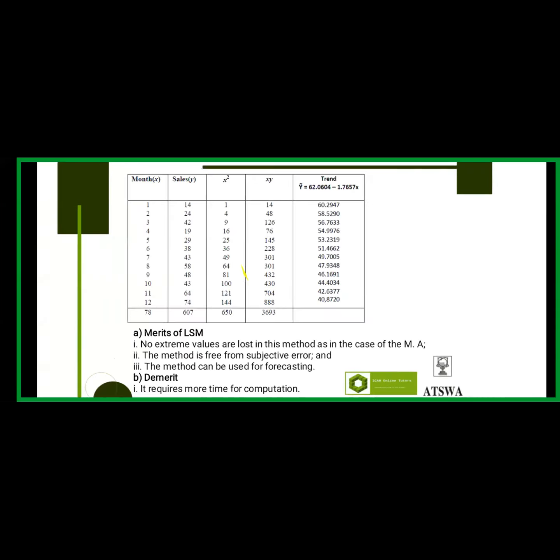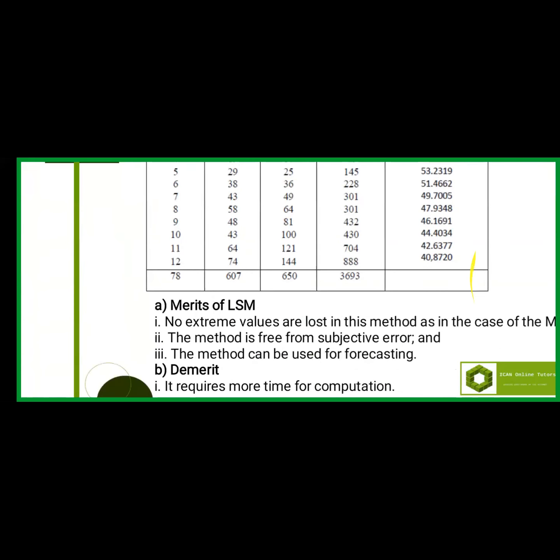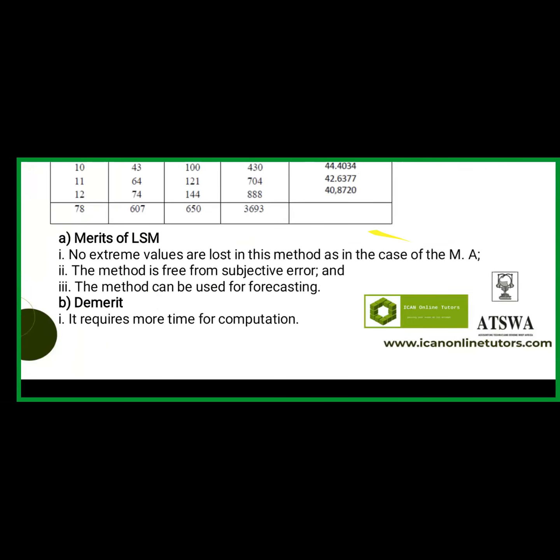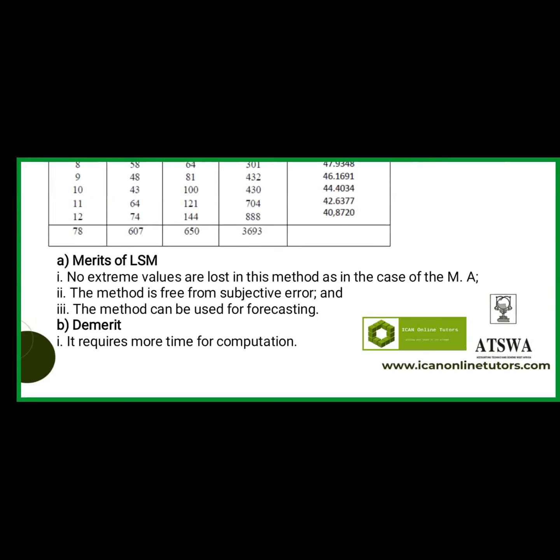Please just correct this table for me from beginning to the end. And the merits and demerits. Merit: no extreme value is lost in this method. The method is free from being subjective to error. Unlike the first one we did, the moving average, where you can easily make mistakes with the arrangement, looking for the perfect fit. But this one is just formula, so it's free from subjective error. The method can be used for forecasting.